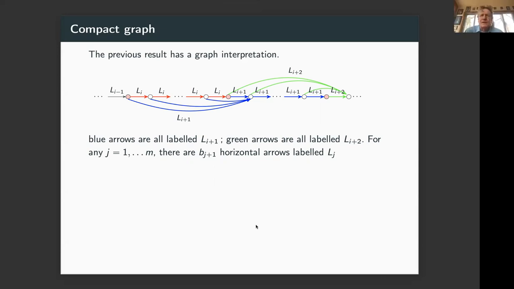If you look only at the horizontal arrows, then for L_i, for instance, the red arrows, you have exactly how many? It's written here, b_i plus one red arrows. Then you have b_{i+1} blue arrows, I mean the horizontal ones, and so on. And you also add round arrows, which are described. If you look at the blue round arrows, there's one for each vertex corresponding to a source of a red arrow, and then they all arrive at the same place.